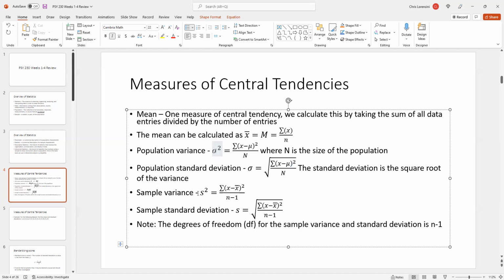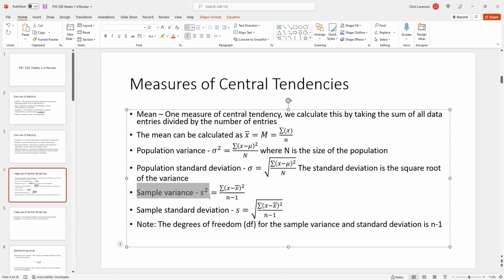Once we're dealing with a sample, the big difference is instead of dividing by n, I'm going to divide by n minus 1. We lose a degree of freedom because we're estimating X bar instead of knowing what mu is. Because we have an estimate there, we have some level of error in our assessment, which causes us to lose a degree of freedom. So the sample variance, very similar to the population variance, we divide by n minus 1. Sample standard deviation is just the square root of the sample variance.